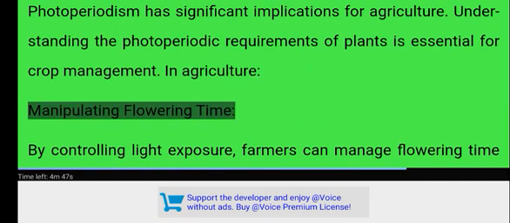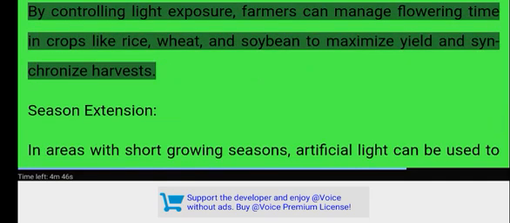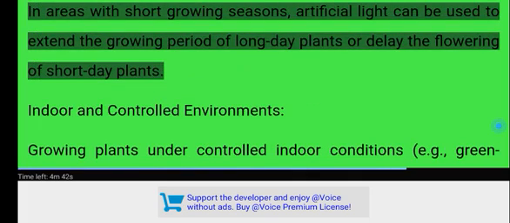In agriculture, manipulating flowering time. By controlling light exposure, farmers can manage flowering time in crops like rice, wheat, and soybean to maximize yield and synchronize harvests. Season extension. In areas with short growing seasons, artificial light can be used to extend the growing period of long day plants or delay the flowering of short day plants.